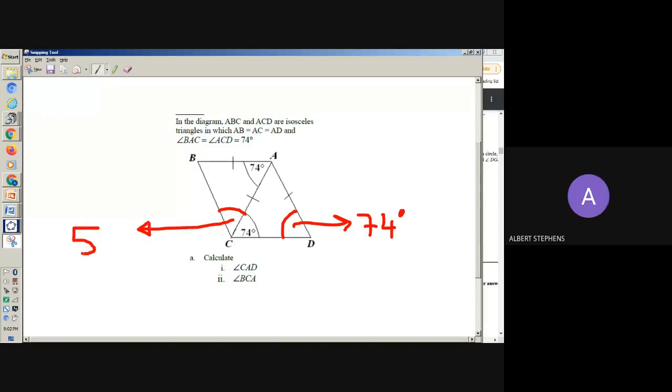It is 53? Yes, sir. All right, you want to explain? Angle CAD, sir. All right, so I guess you don't want to explain. Anyway, that's 32, sir. All right. Yes, and I can see why you get the 32, because you add these two and subtract from 180. Correct?